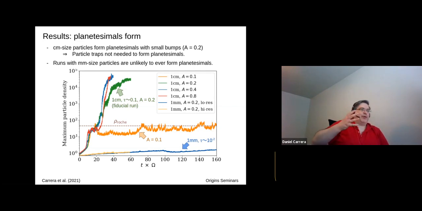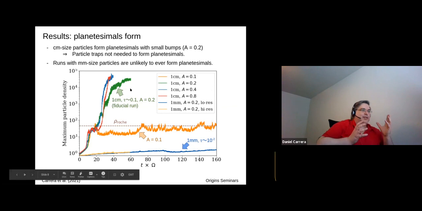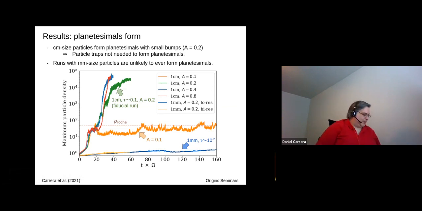Now, for those who worry that the simulation might not have had enough resolution to resolve the fastest growing modes of the SI, it's something that I'm looking into. I'm currently working on more simulations at high resolution to investigate those. But so far, the story is that for the smaller particles, it might be difficult. Now, let's focus on the good news then. Let's focus on what happens to centimeter particles on a reasonably small pressure bump.